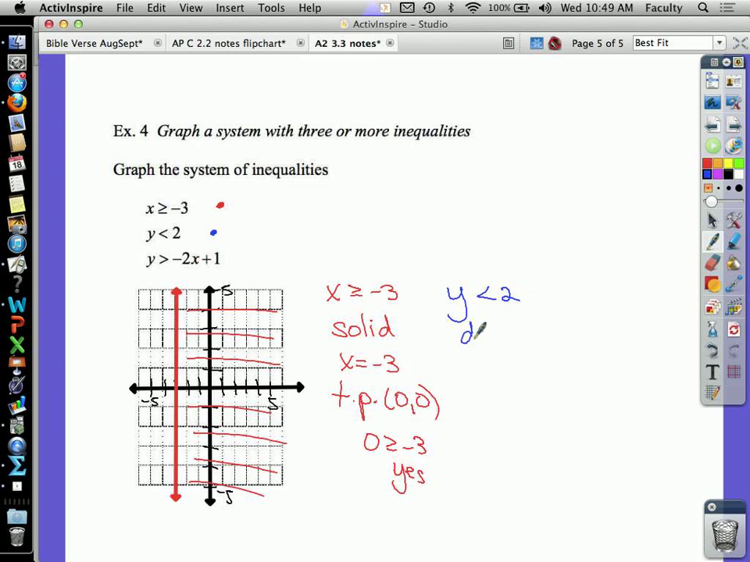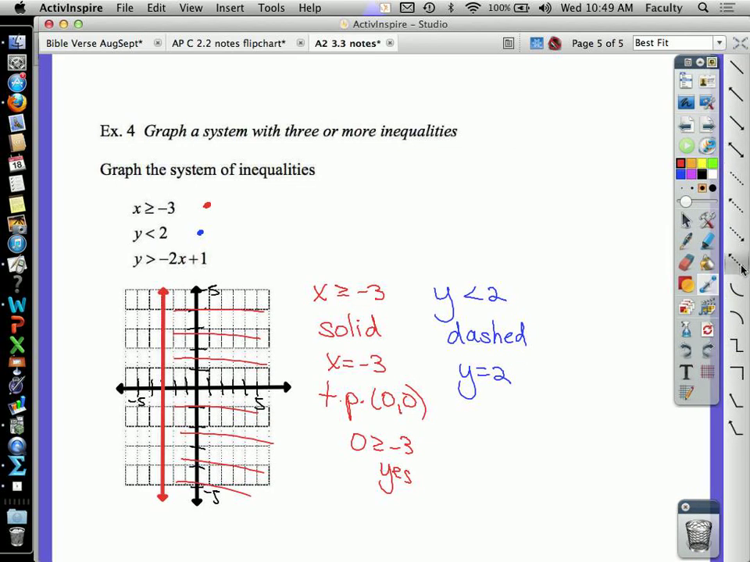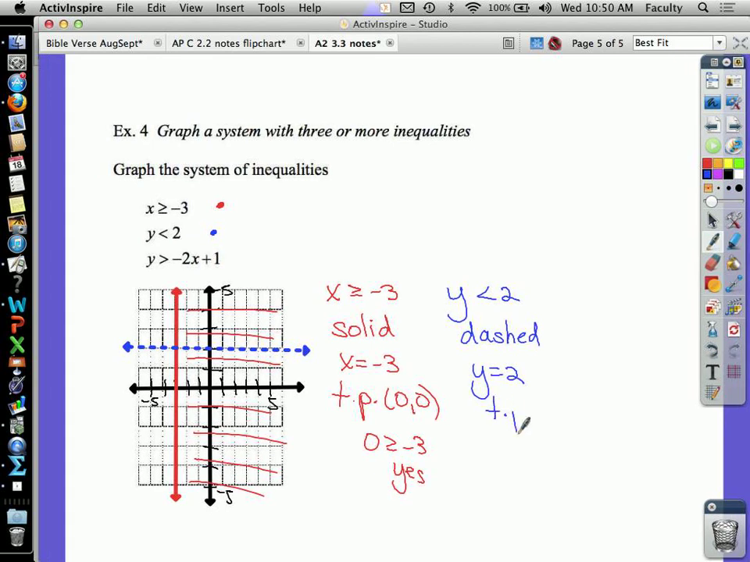y less than 2, this will be dashed. y equals 2 is a horizontal line. So I'm getting 0 is less than 2 is true.